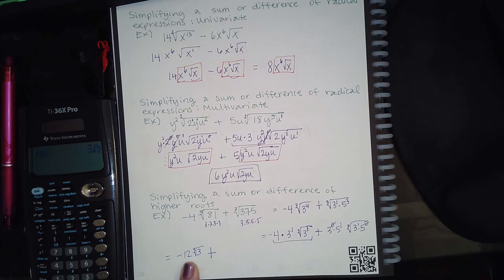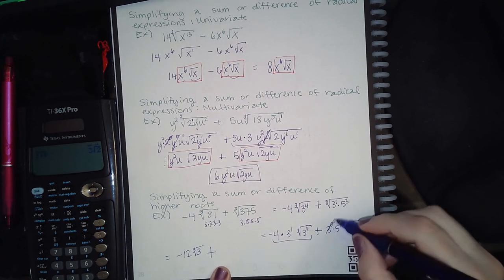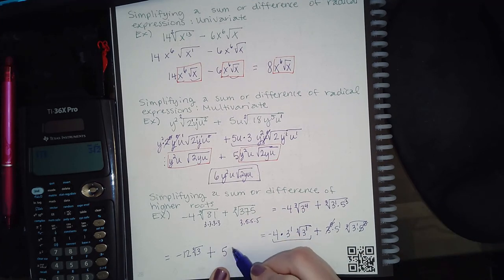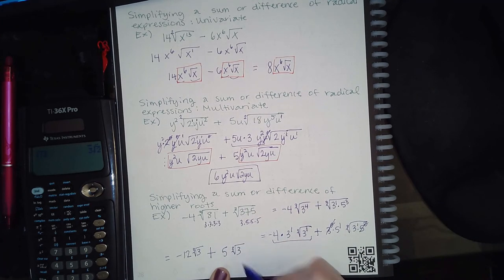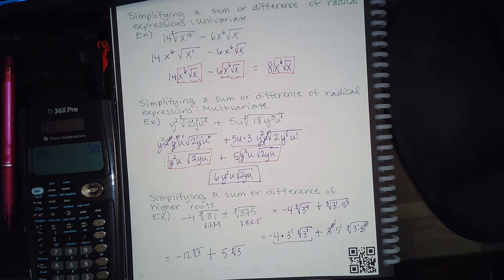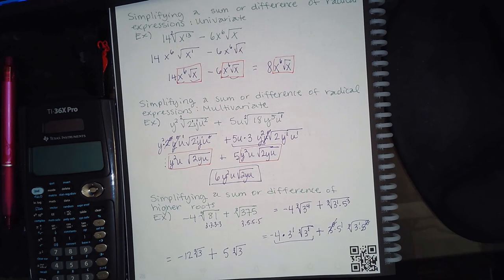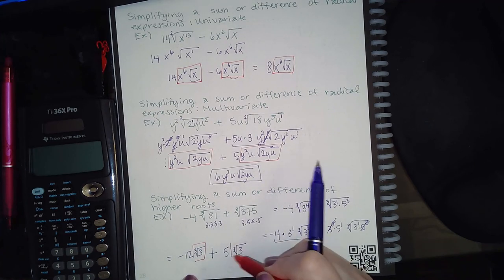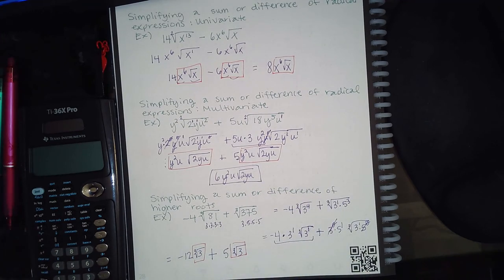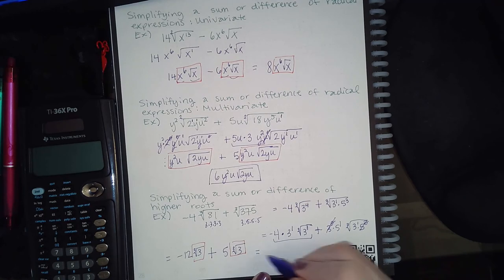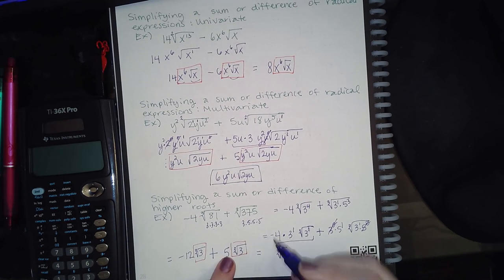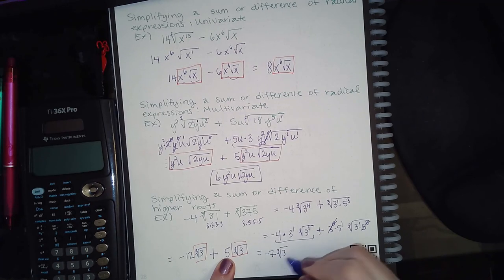My big fat plus sign. Here, this guy's not really there, that guy's not really there. I really just have a 5 on the outside, and then on the inside I have a 3, right? 3 to the 1 is just 3. So they do have their roots in common. So this is the common part there. So how many of those cube roots of 3 do I have? Negative 12 plus 5 means I have a negative 7 of these things left.